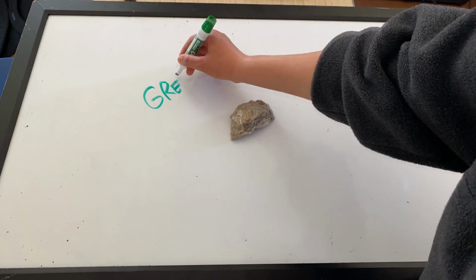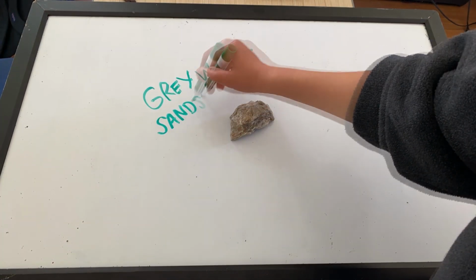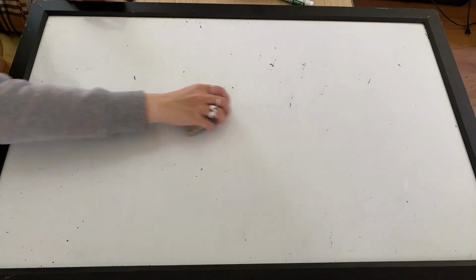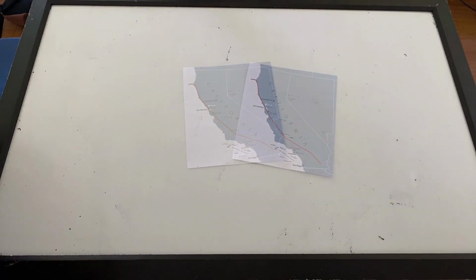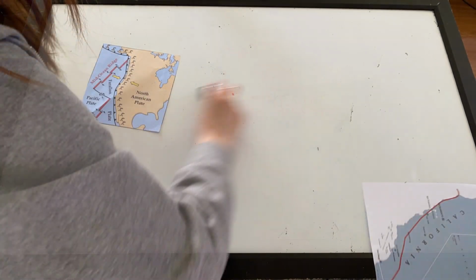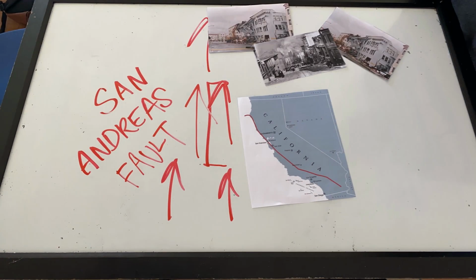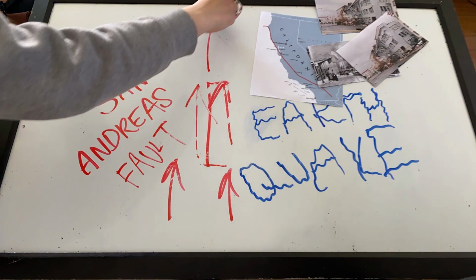100 million years ago, sandstone greywacke is formed. Greywacke is a gray clastic sandstone, which is a sedimentary rock. 30 million years ago, the San Andreas Fault is created by the impact of the mid-oceanic ridge of the Farallones with North America and Los Angeles. 10 million years ago, the San Andreas Fault extends all the way to San Francisco. The San Andreas Fault causes a lot of earthquakes in California.